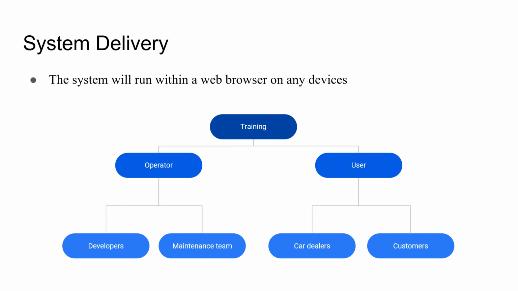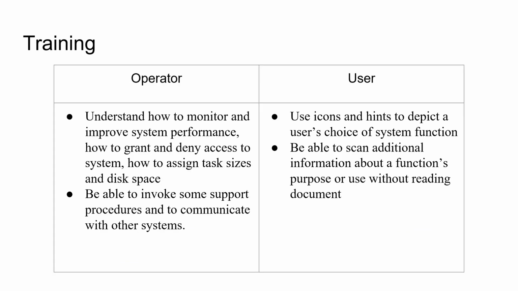So the system will run within a web browser on any device. So you got training, you got the operator, the user, developers, the maintenance team, car dealers, and the customers. In regards to training, you have the operator and the user, where the operators are people in the back end, maintenance, the ones programming this design and all that type of stuff, whereas the users are the ones using it, like the car dealership or maybe even the customers themselves.